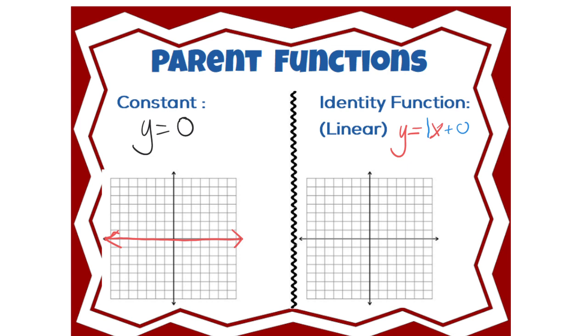So I can still graph that. It's going to have a y-intercept at 0, and the slope of it is a 1. So up 1 over 1, up 1 over 1, and I can continue doing this. The reason they call it the identity function is because your x and your y value are always identical.